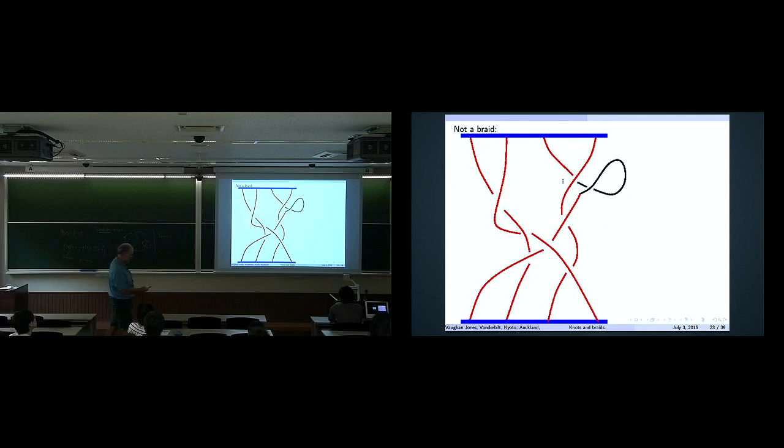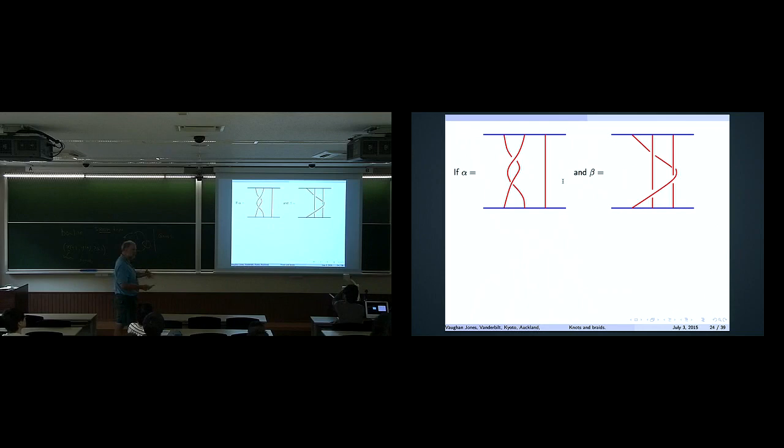Now the braids are considered up to the same kind of isotopy as knots were. So you're allowed to stretch the strings and so on, as long as you do the stretching in between the two bars. You're allowed to do arbitrary isotopies. So what I have to do is tell you what the group structure is.